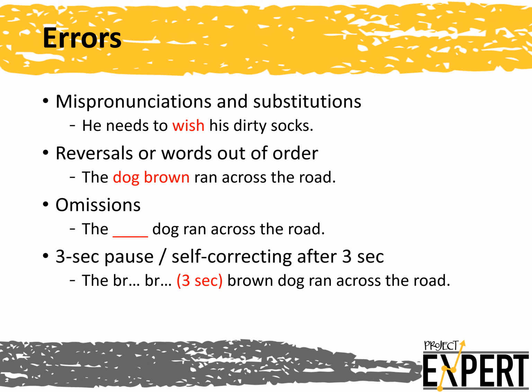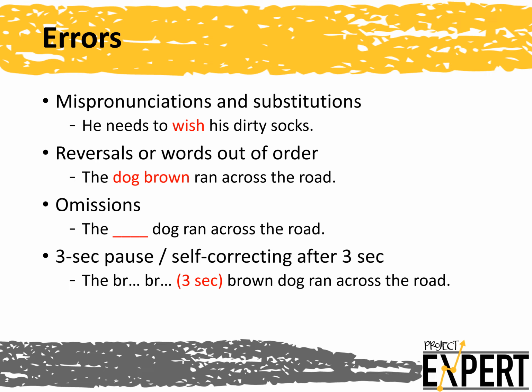On the previous slide, we noted that alternate pronunciations due to regional differences, dialect, or articulation differences are not considered to be errors. However, words that are mispronounced, misread, or substituted are errors. For example, if a child reads the word wash as wish, you would score it as an error. Reversing 2 words is scored as 1 error for each word. In the case of the sentence, "The dog brown ran across the road," 2 errors would be counted. Omitting or skipping a word, as in "The dog ran across the road," counts as an error.